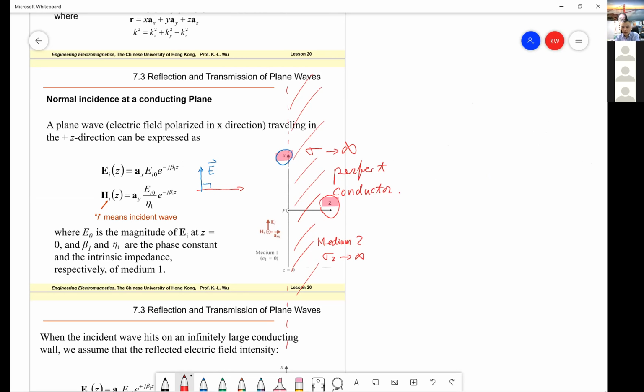All right, so don't forget, we also give an arbitrary magnitude. The arbitrary magnitude could be 1, could be 100, could be 1,000. That depends on your transmitter, how much power you transmitted, and also on the distance you travel.